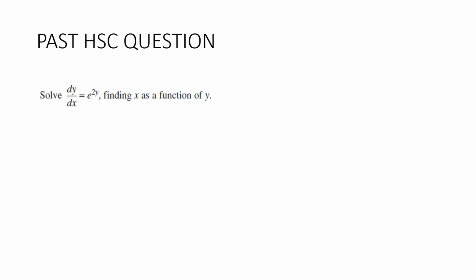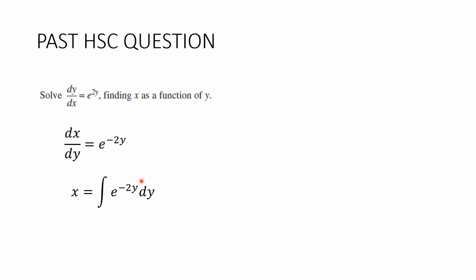Here's a past HSC question. Solve dy/dx equals e to the 2y, finding x as a function of y. All right, so again we can see we have the dependent variable. So taking reciprocals of both sides, dx/dy is equal to e to the negative 2y. Now integrating both sides with respect to y, x is equal to the integral of e to the negative 2y dy. This is a chain rule.